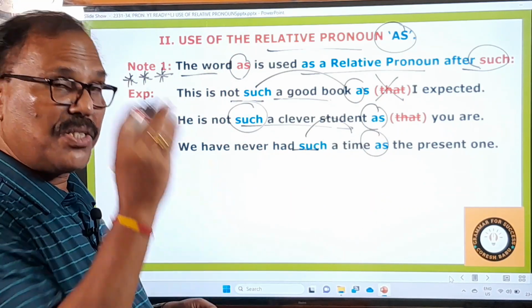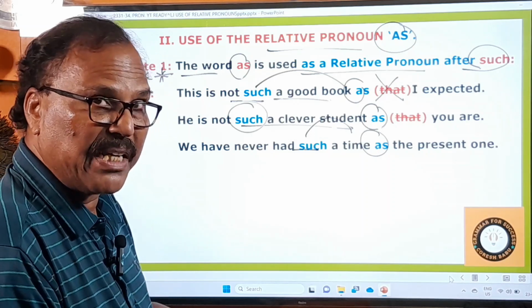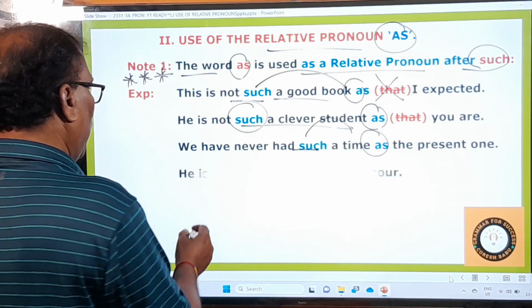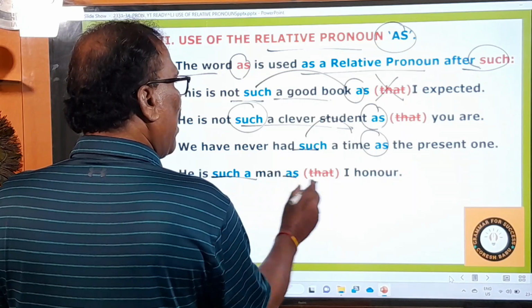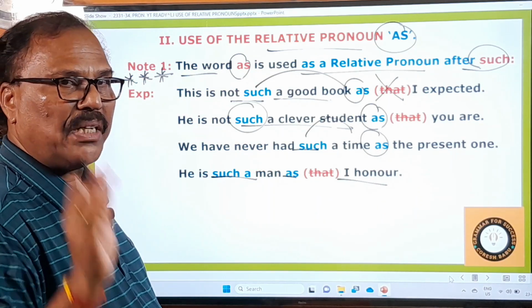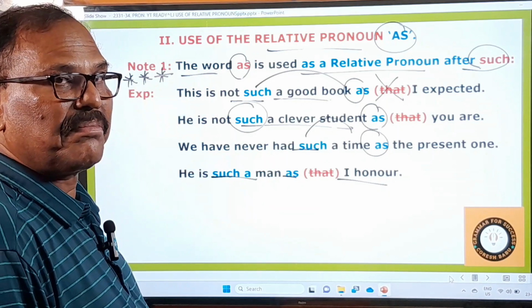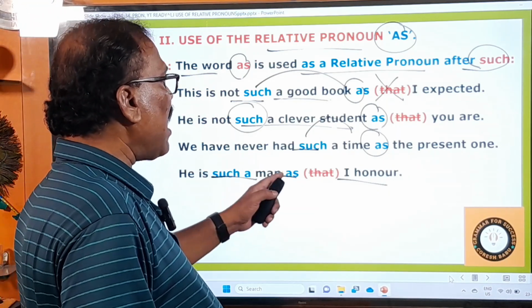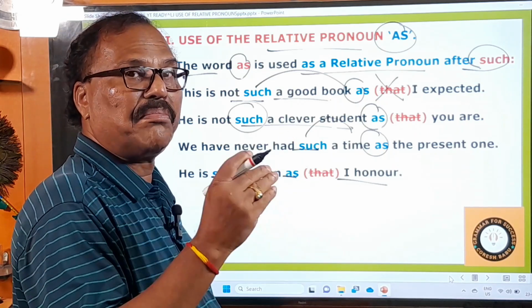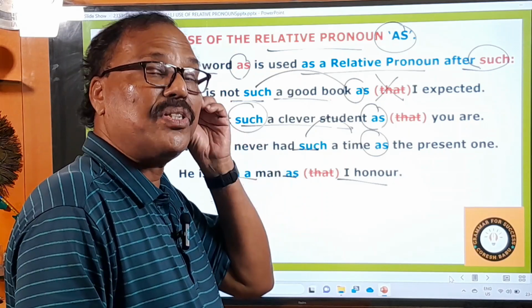We never had such a time as the present moment. He is such a man as I honor. He's not an ordinary man. He's such a man as I honor. I honor him because he's such a great man.